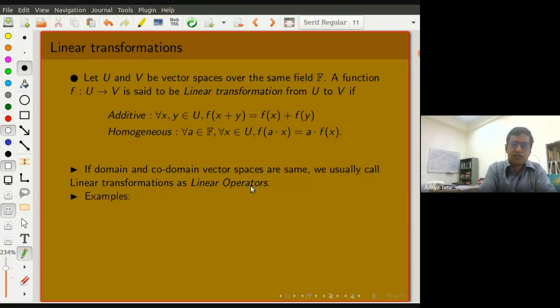Okay, then let's look at examples. Can you think of an example here? Anyone?